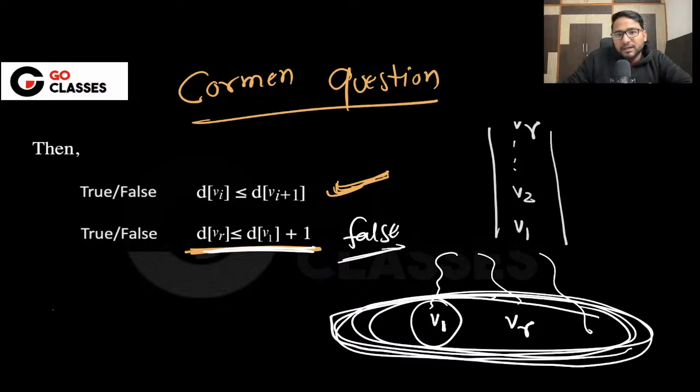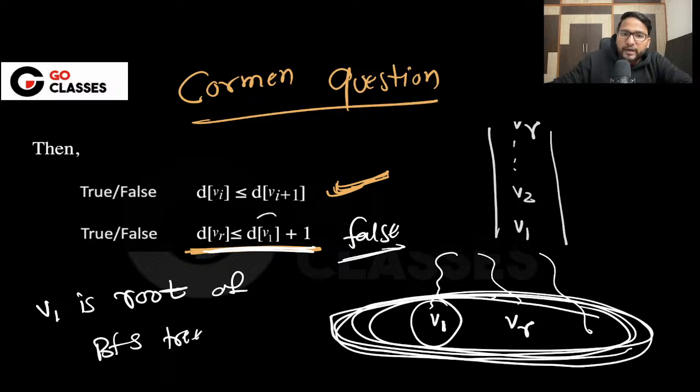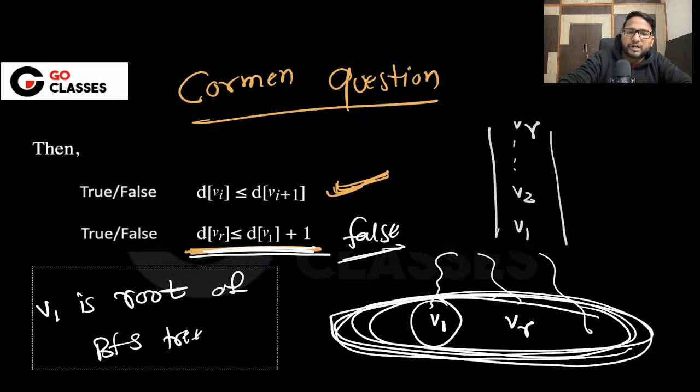But let's suppose they say that b1 is the root of the BFS tree. Then obviously this must be 0, right? If they say that b1 is the root of the BFS tree, then the distance to b1 is 0. Okay, this is v1, right? Then also it is less than or equal to 1. I'm just making it unnecessarily complex. By the way, this is false.